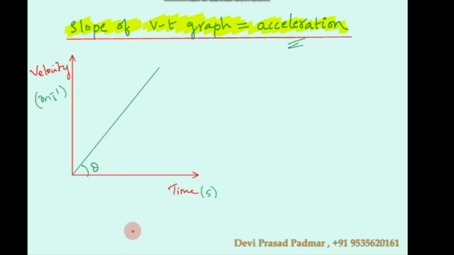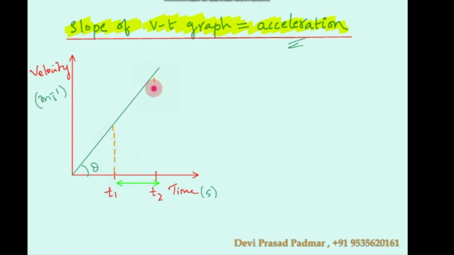If you need to calculate acceleration between certain time intervals, for example, let's consider the time interval t1 and t2. Between time t1 and t2, you need to calculate acceleration. So t2 minus t1 is the time interval. If you want to calculate acceleration in this time interval, you need to get the slope of this VT graph. So how to calculate the slope of this VT graph? For that we can consider like this.